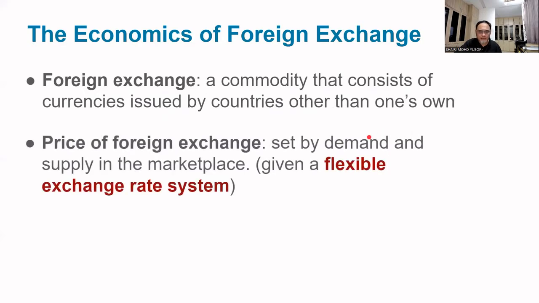So it's a commodity, and we're going to use the flexible exchange rate system, in which the price of foreign exchange is set by demand and supply in the marketplace. Since it is a kind of commodity, its value will increase or decrease depending on the demand and supply of the currency in the foreign exchange market.